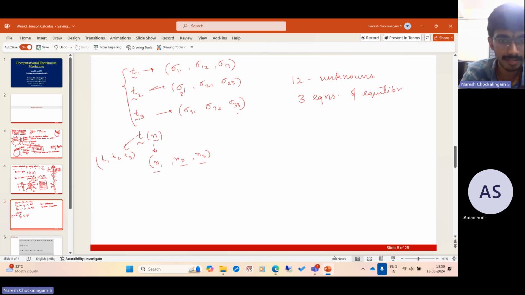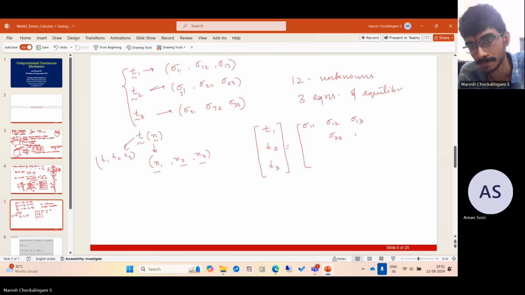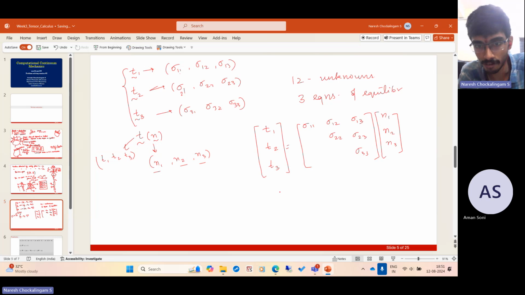And if you do the analysis, it turns out that T1, T2, T3, the components of this vector T, are related to the others as sigma 11 n1 plus sigma 12 n2 plus sigma 13 n3 is equal to T1. So you are eliminating this, you're finding the components of the unknown traction in terms of whatever you assume the components of the stress. So this takes up this form. When you write it in the matrix format, we will get this, with n1, n2, n3. And when you condense it in a tensor format, these are the components.